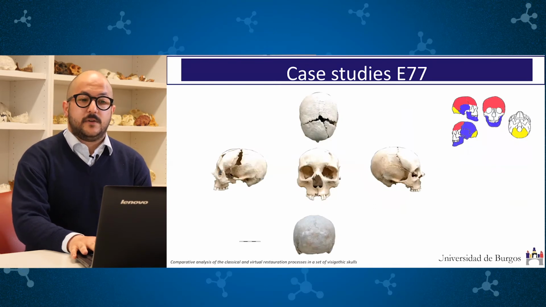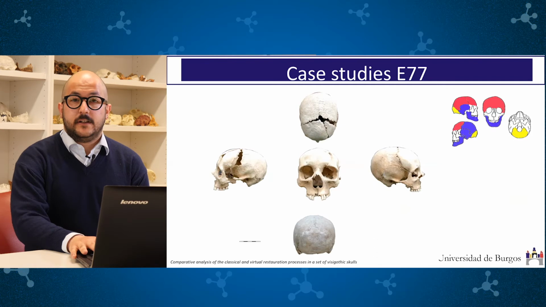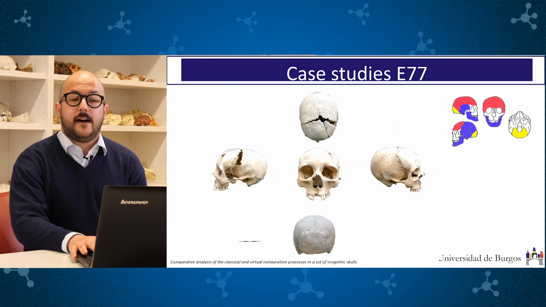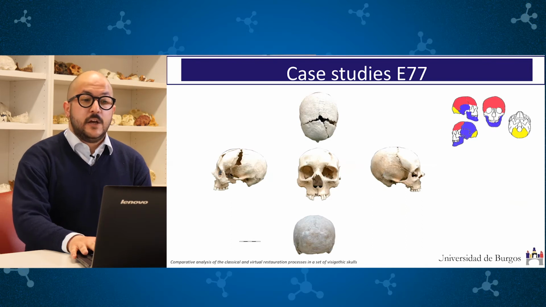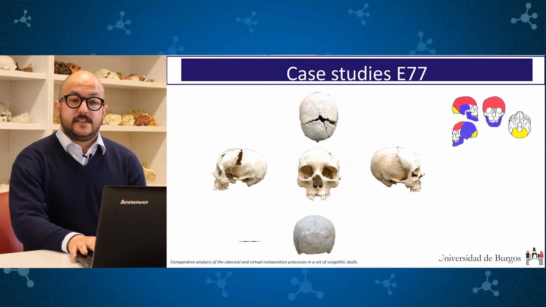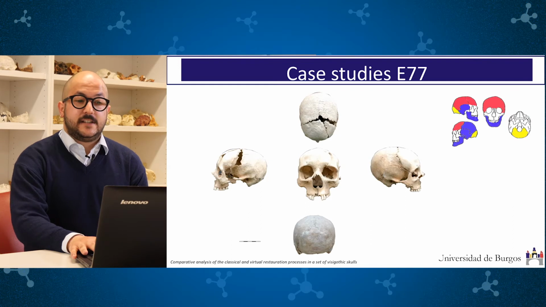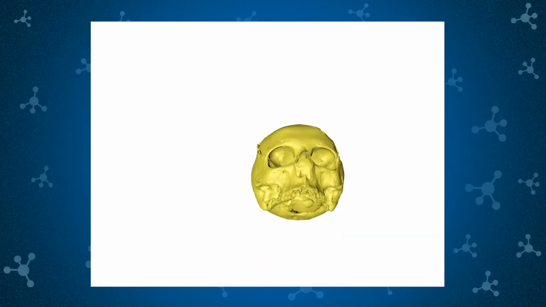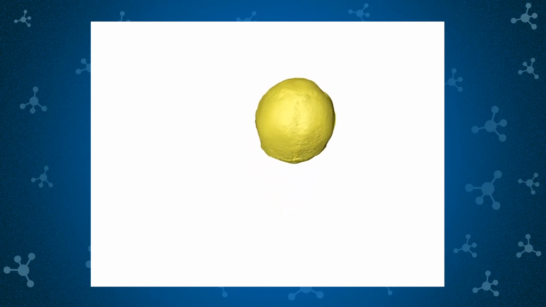The first case was individual E77. For each and every individual we made a color diagram. We identify with a blue color a very good state, a red color a good state, and yellow a bad state of conservation. After this diagram, for this case, we removed a deformation with a 3D laser program.